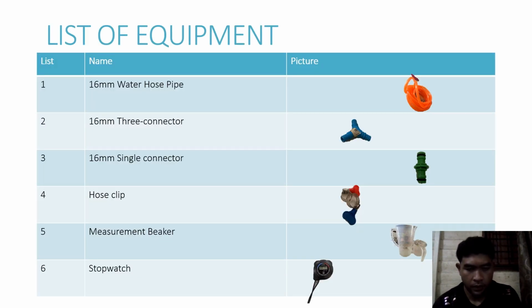This is the list of equipment that we use in this experiment. There are 16 millimeter water hose pipe, 16 millimeter 3 connector, 16 millimeter single connector, hose clip, measurement beaker, and stopwatch.